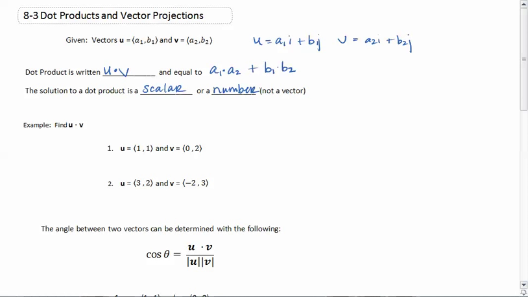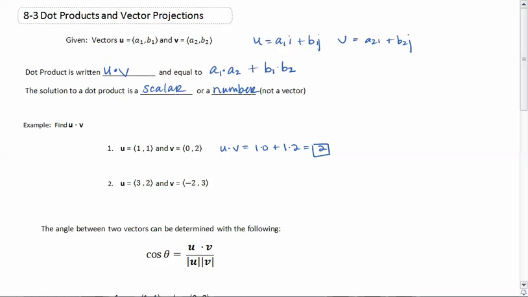Find u dot v. We are given u equals 1, 1, v equals 0, 2. So all we're going to do to find u dot v is 1 times 0 plus 1 times 2. That equals 0 plus 2, which equals 2. Okay, let's do another one.